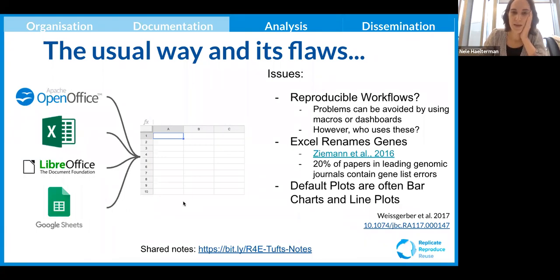One thing to keep in mind is that Excel tends to rename genes. So take a look at the paper that's linked here. It shows you which kinds of genes tend to be renamed to, for instance, dates, like NOV1. This paper shows that about 20% of the papers that contain large data sets and gene lists actually have errors in their gene naming.